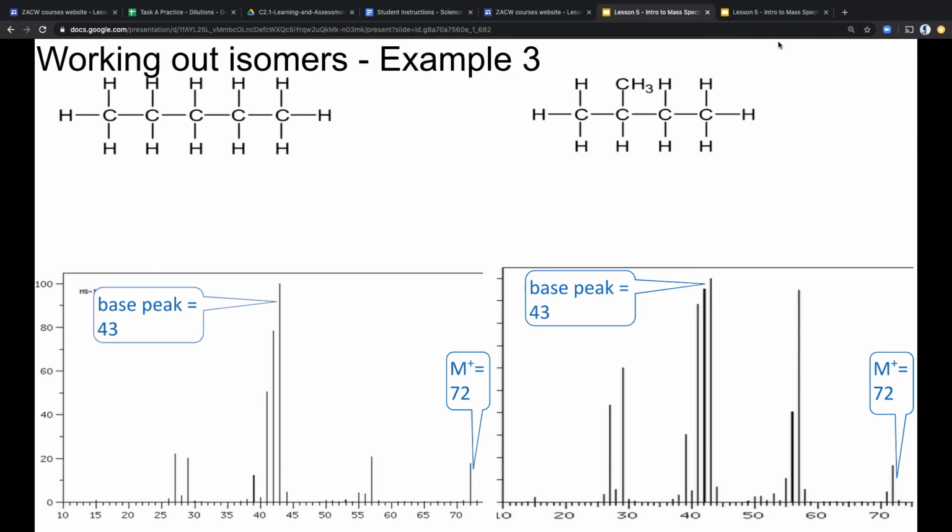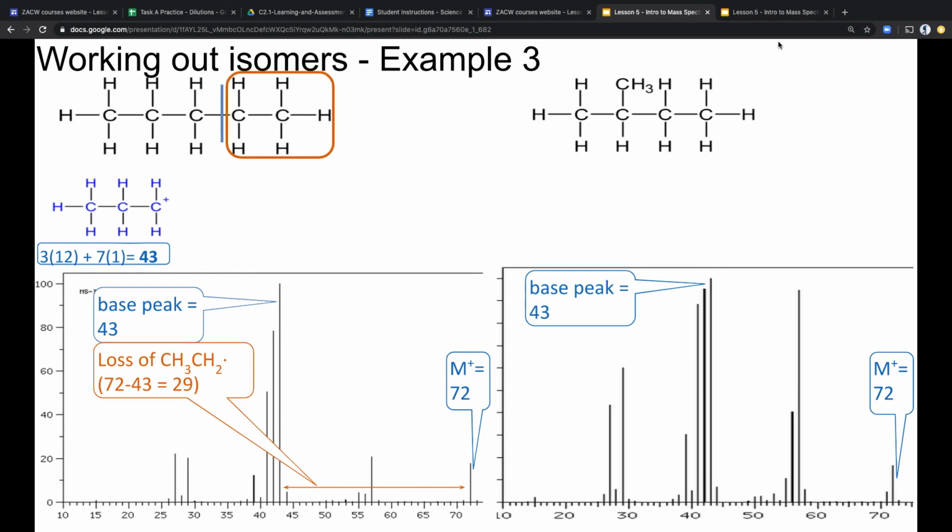So base peak and molecular ions. Here's where they are. For the first one, where should we break a bond to form something with a mass of 43? Well, it's something like we just did, right? We want something with 3 carbons in a row to form an ion with a mass of 43. Cool. And the difference there is 29, so that's proof that we've lost an ethyl group.